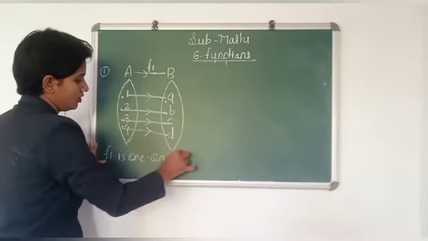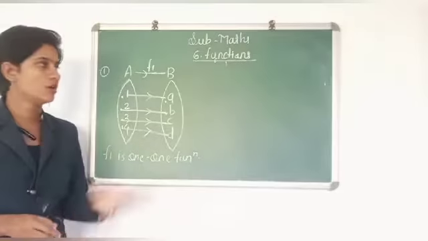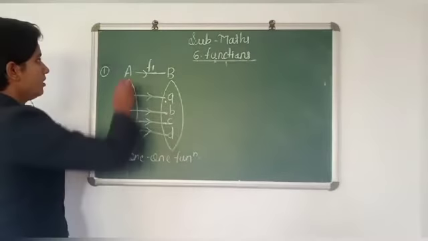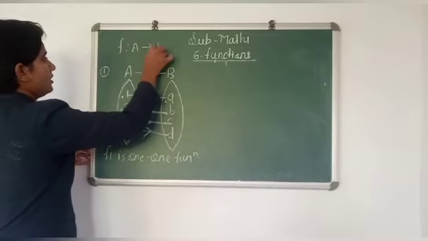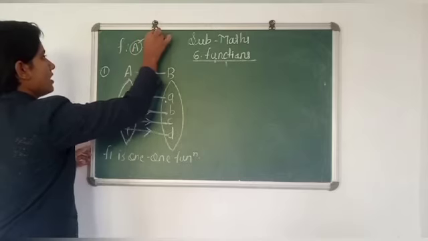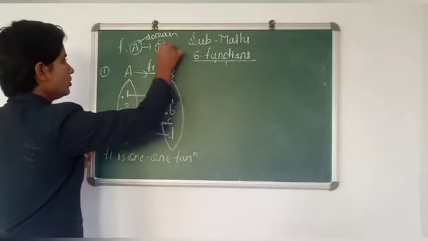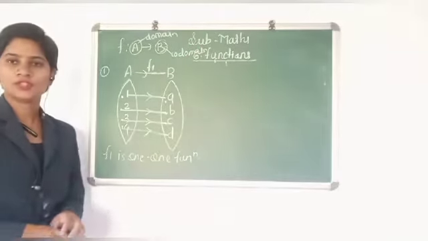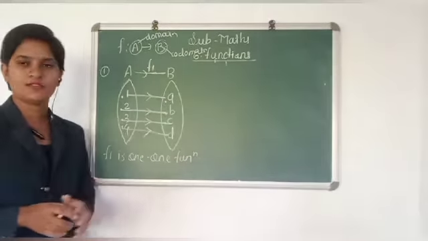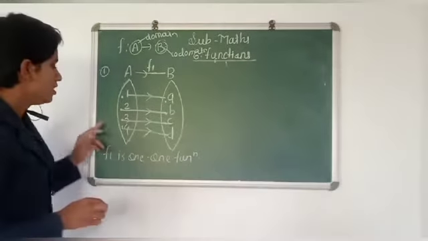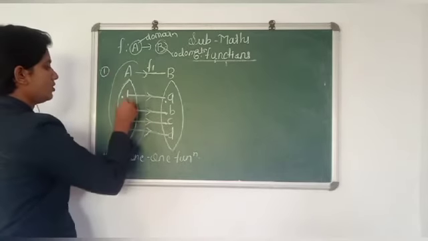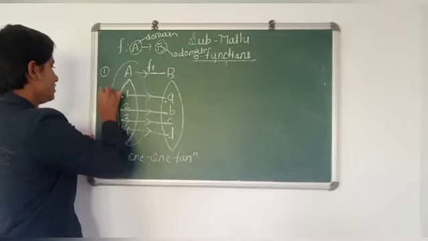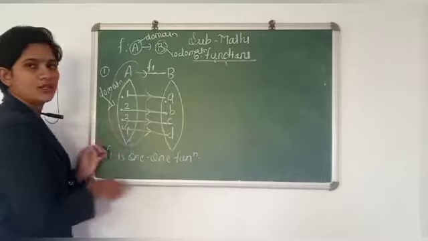To identify whether this is onto or not, how do we check? If the given codomain is equal to the range. Suppose f from A to B is a function, in which A is called the domain and B is called the codomain, and f(x), the collection of all f(x) where x belongs to A, is called the range. So observe that the total set A, that is 1, 2, 3 and 4, is the domain of this function.